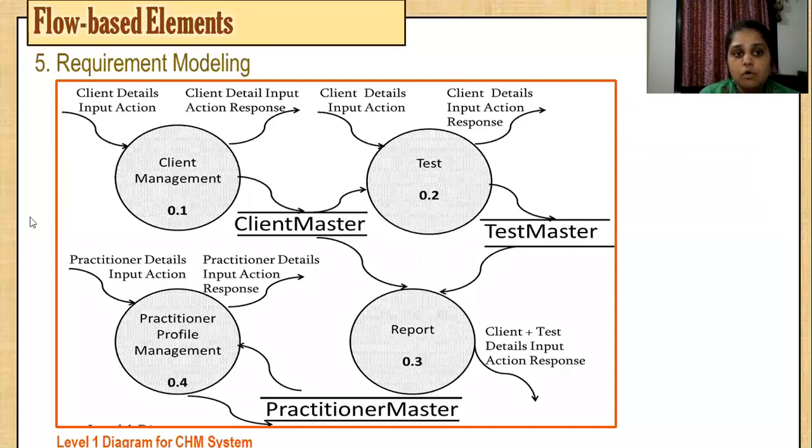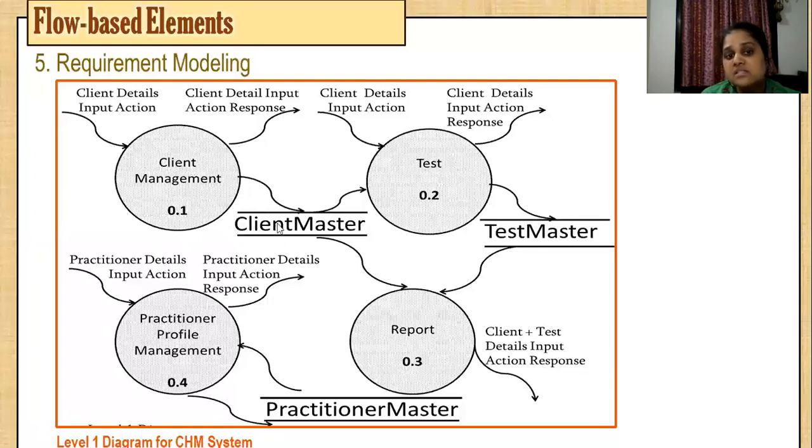Now, what details are going into the client management? So client details input action is going in, and the response is coming out. And whatever client you are registering, you are either adding a client, deleting a client, viewing a client, or updating a client, all the data will be reflected in a data store called client master. So this is your process, this is your data flow, and this is your data storage.